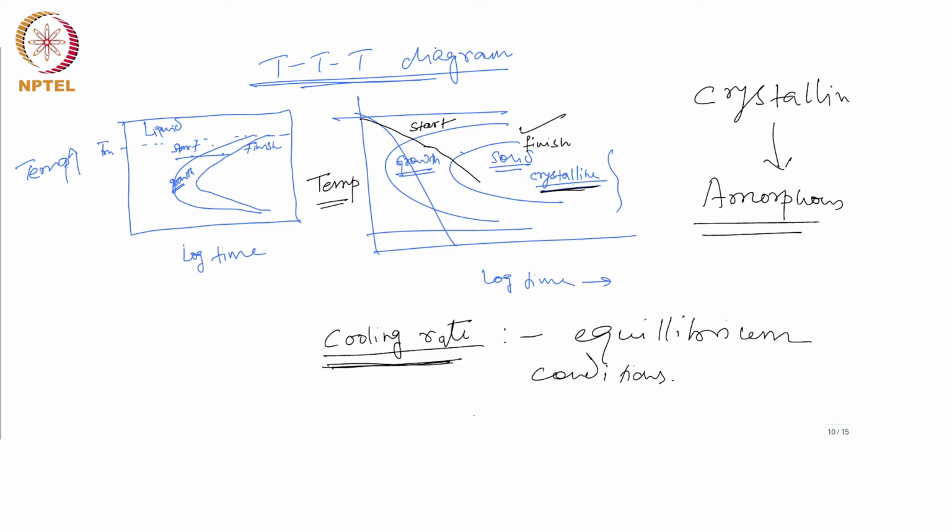Now, our point of discussion here was how this crystalline structure can be changed to an amorphous structure at the end of the solidification process, and what could be those conditions that can lead to this change. Okay. So, that again can be understood with the help of this TTT diagram.